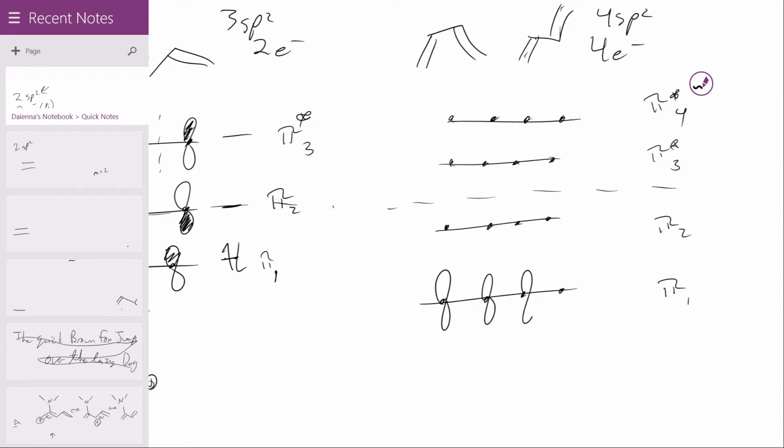Starting at the bottom, all these are in phase, no nodes. Moving up a level, we have 1 node, where we change the orientation of the orbitals across. Here we'll have 2 nodes.